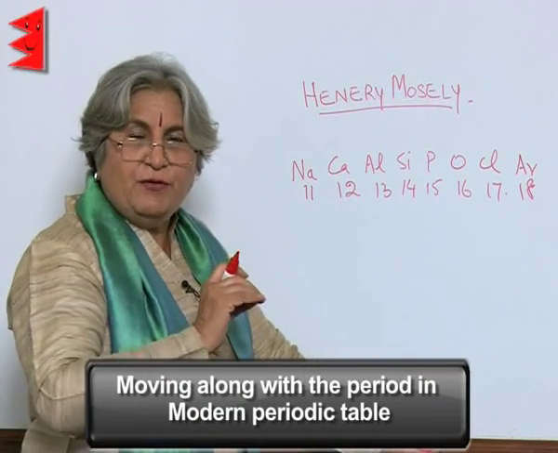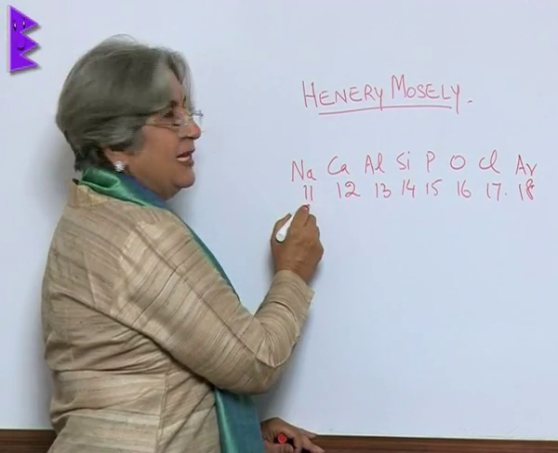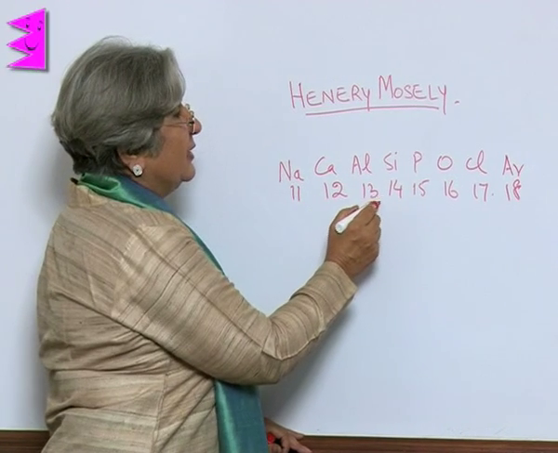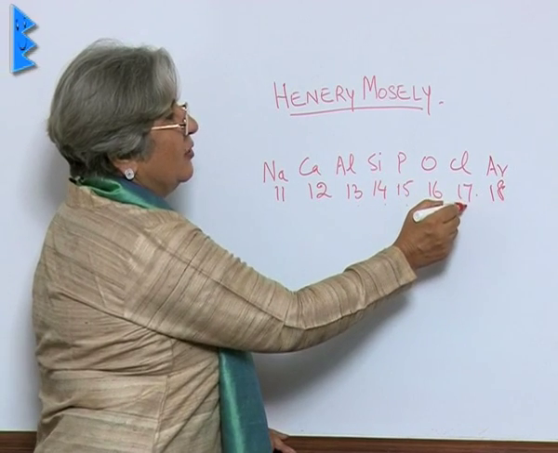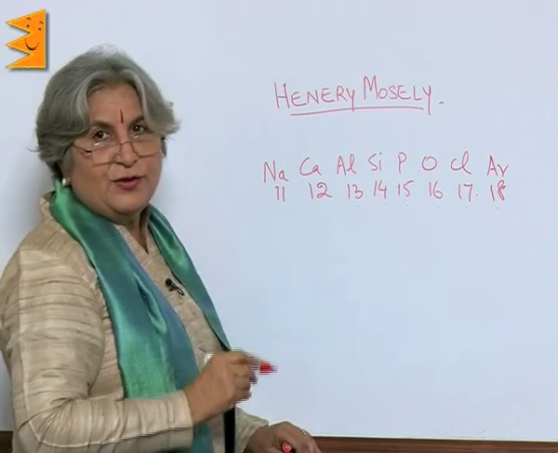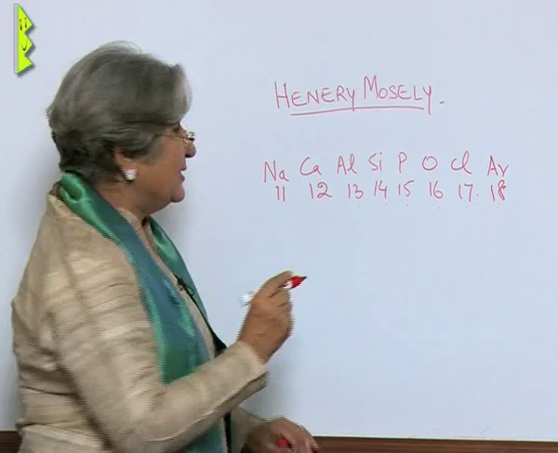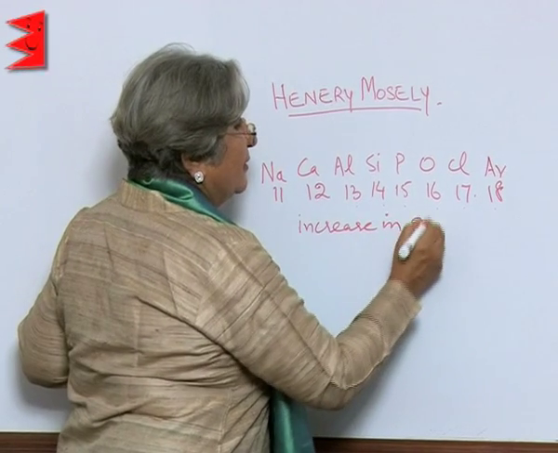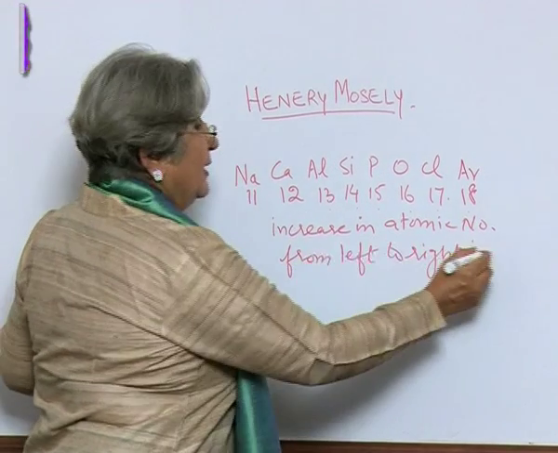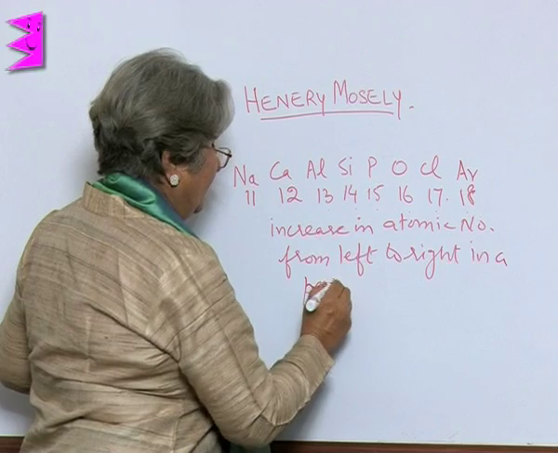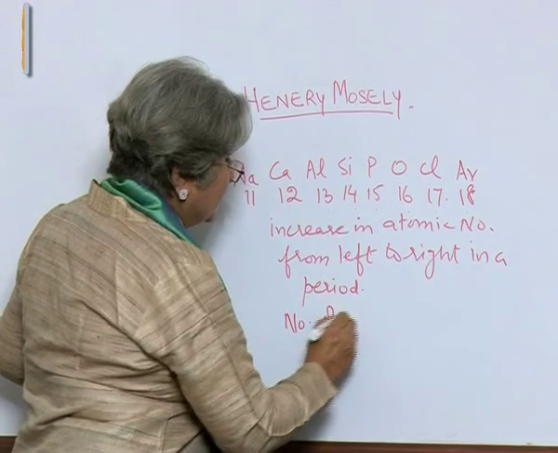Now, let us see what happens when we move from left to right, that is, along the period. As we move along the period from left to right, what do we find? The atomic number of sodium is 11, magnesium 12, aluminum 13, silicon 14, phosphorus 15, sulfur 16, chlorine 17 and argon 18. So, there is an increase in the atomic number from left to right in a period, but the number of shells remains the same.